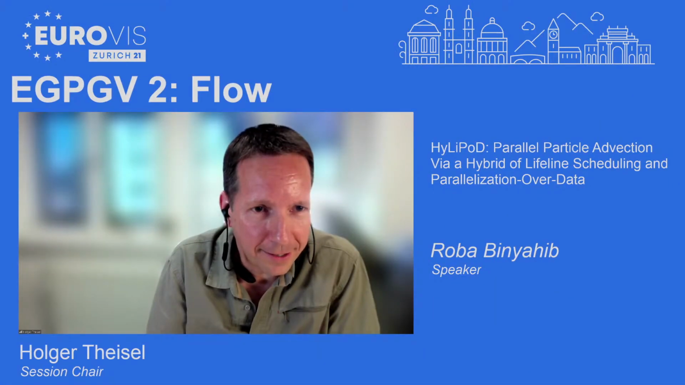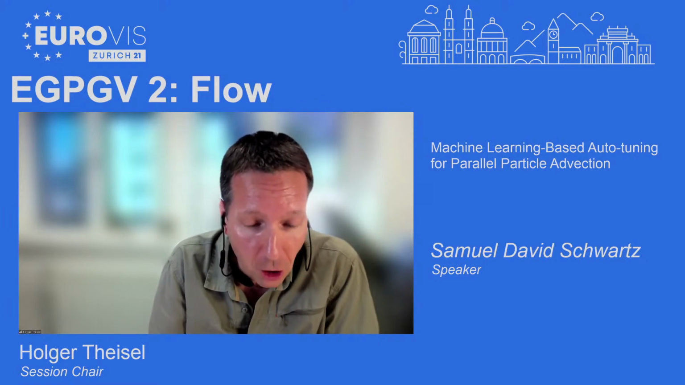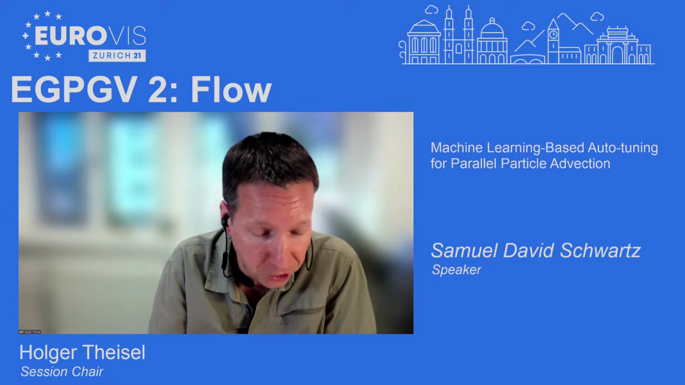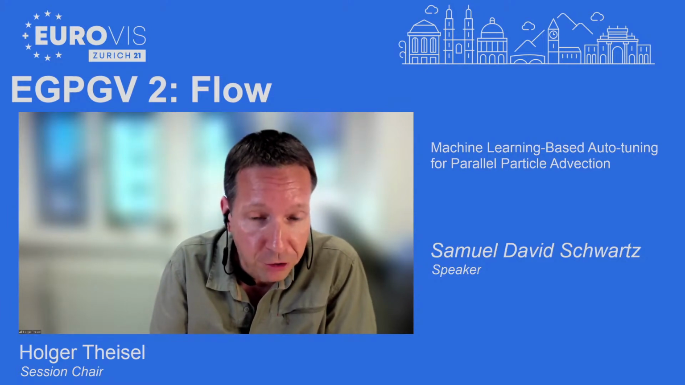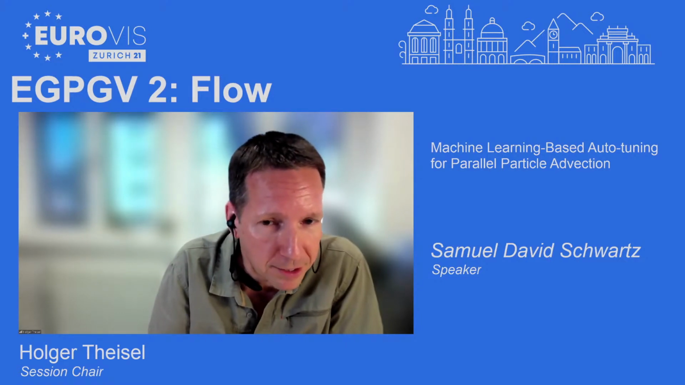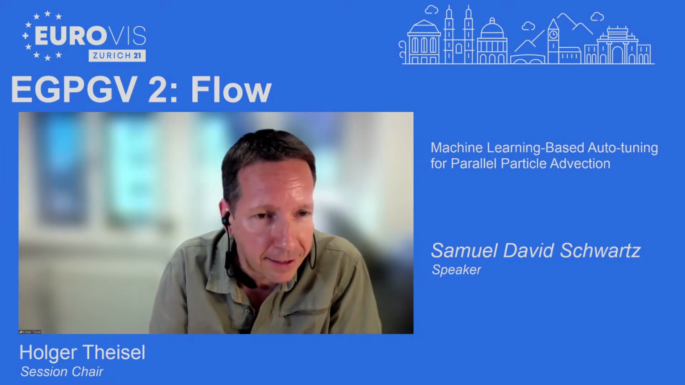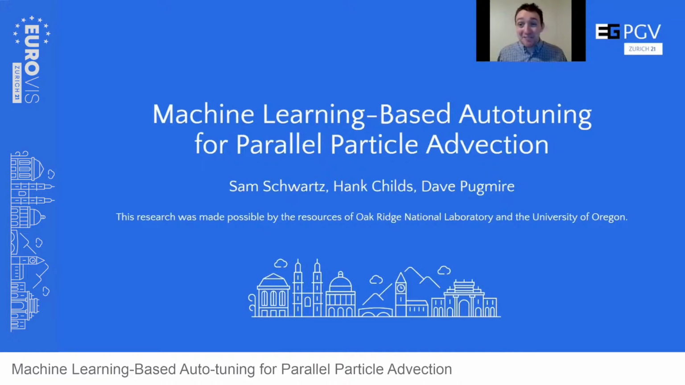All right, here we are again. This is the second presentation, the second paper in this session. And this paper is called Machine Learning-Based Auto-Tuning for Parallel Particle Advection. And the authors are Sam Schwartz, Hank Childs, and David Pugmire. And Sam is going to give the presentation. And after this, we are together here in the room and he's going to ask questions. Let's get started. I'm so excited to be sharing my research with you today.